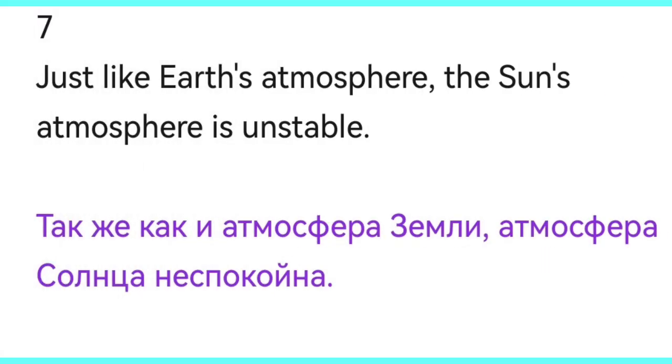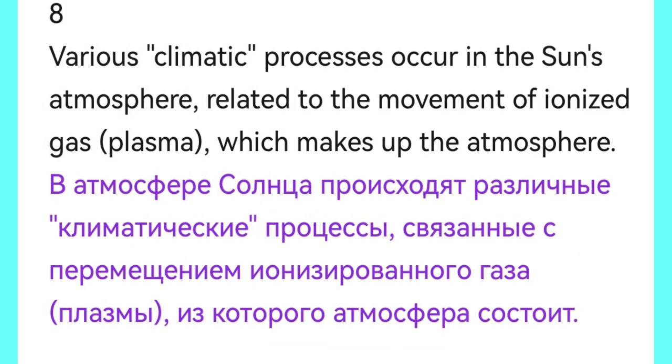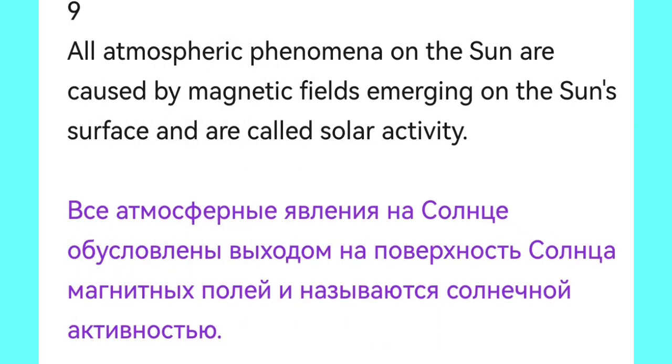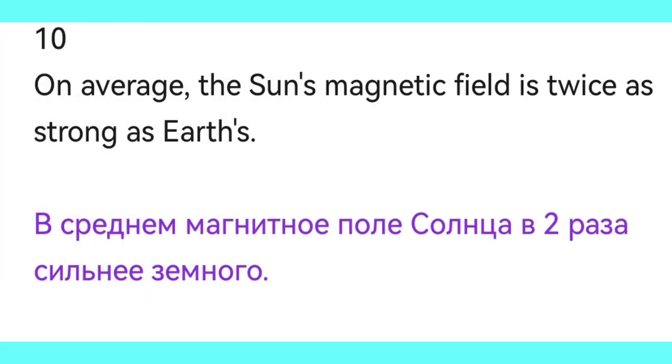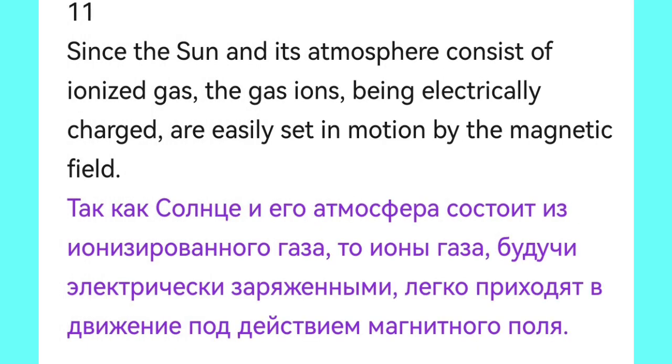Just like Earth's atmosphere, the sun's atmosphere is unstable. Various climatic processes occur in the sun's atmosphere, related to the movement of ionized gas, plasma, which makes up the atmosphere. All atmospheric phenomena on the sun are caused by magnetic fields emerging on the sun's surface and are called solar activity. On average, the sun's magnetic field is twice as strong as Earth's. Since the sun and its atmosphere consist of ionized gas, the gas ions, being electrically charged, are easily set in motion by the magnetic field.